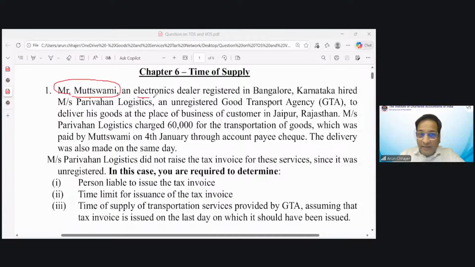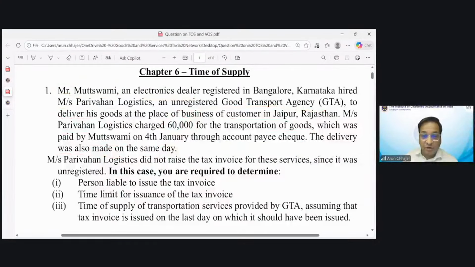Muthuswamy, an electronic dealer registered in Karnataka, hired Parivahan Logistic, an unregistered GTA, to deliver his goods at the place of business of the customer in Jaipur, Rajasthan. Parivahan charged 60,000 for the transportation of goods, which was paid by Muthuswamy on the 4th January through account payee cheque. The delivery was also made on the same day.